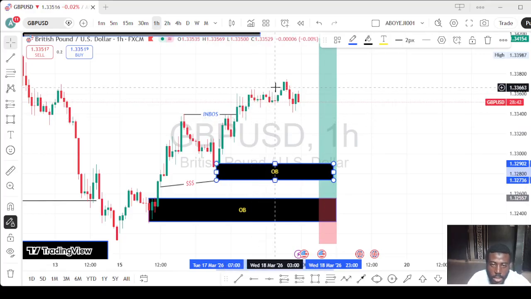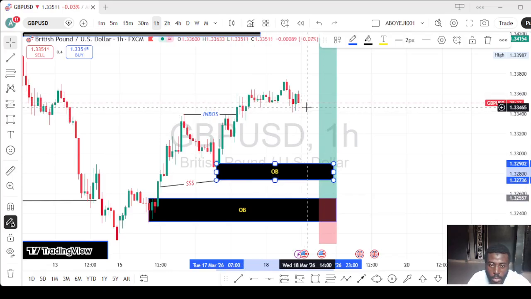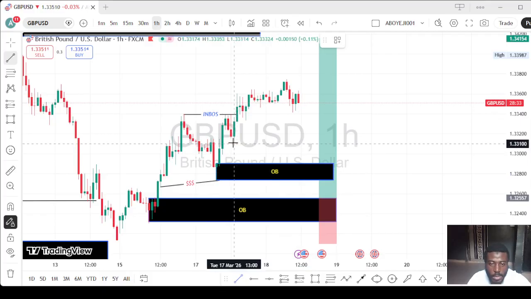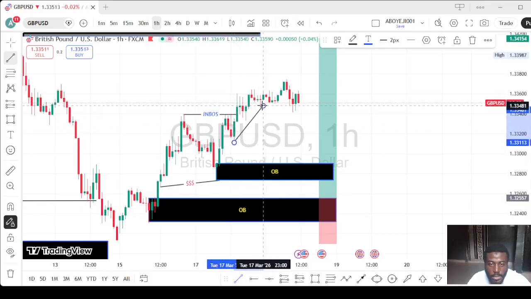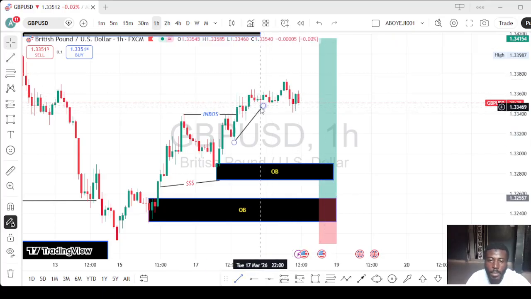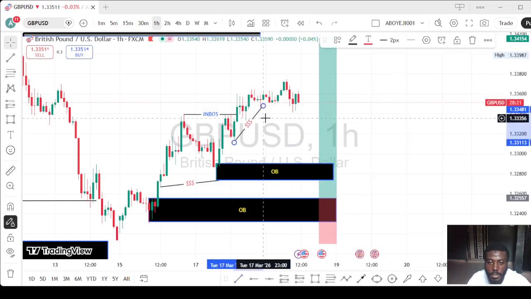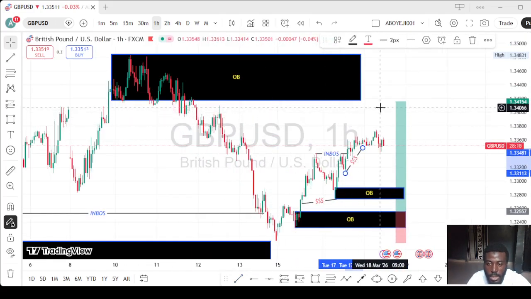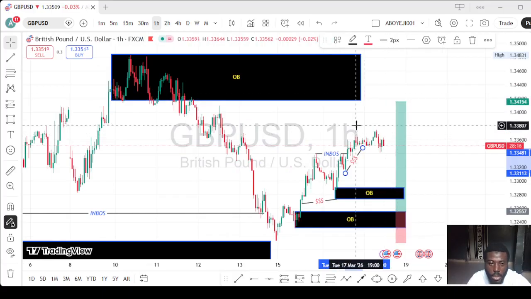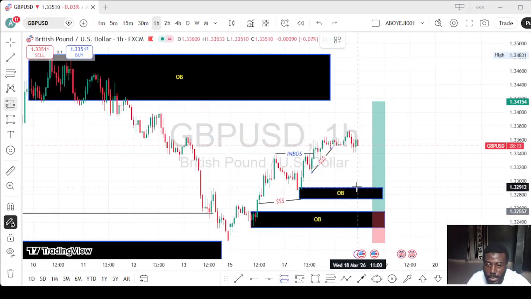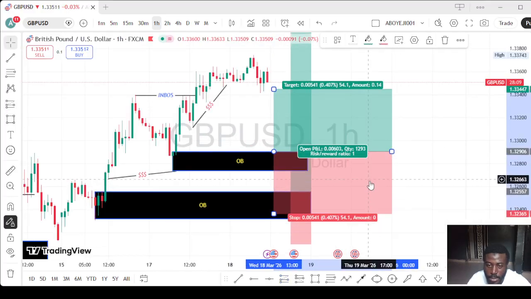All these places have liquidity. You can see we are having break of structure here also. But as for me, all these places have liquidity for me. Liquidity trend line. You can see the liquidity trend line, and we are taking the opportunity here. So let's see the buy. You are buying from here.